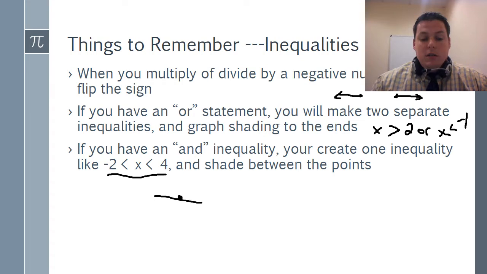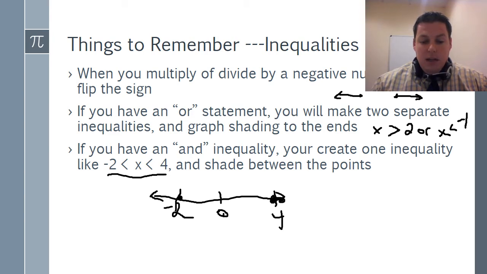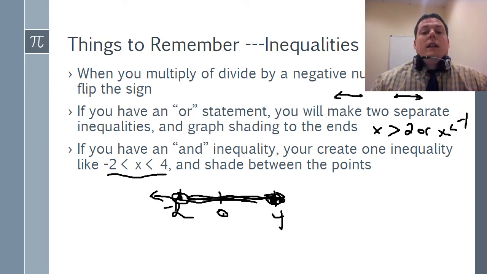the points. So if I were to draw my number line, I were to draw a 0, this might be -2, this is 4, closed dot, or they should be open dots. The previous example was doing closed dots, and we shade between them. All right, so that's what we need to remember about inequalities.